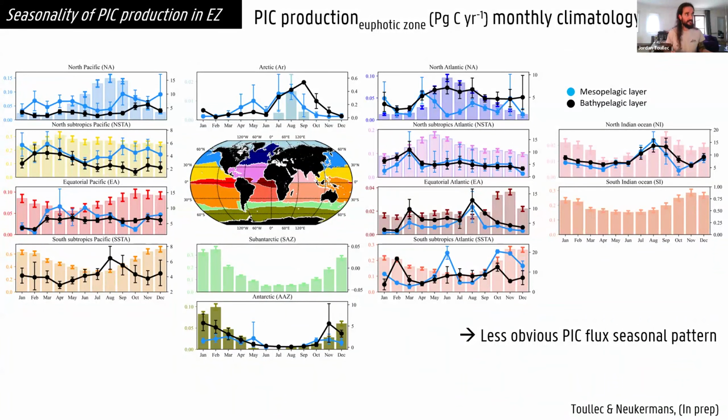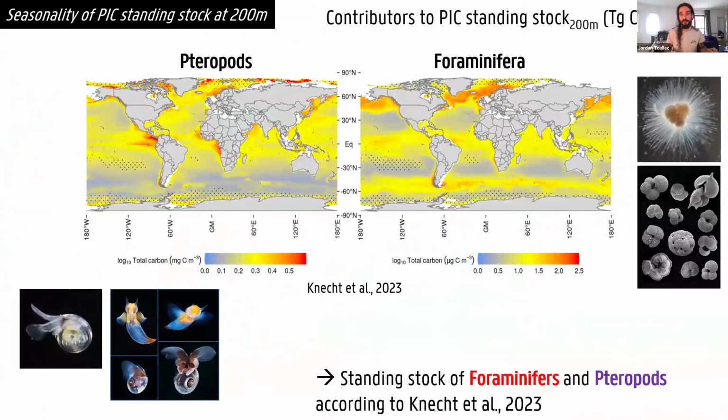It's also important to consider that my PIC production model is based only on coccolithophore growth rate, because it's based on remote sensing. But we also have other contributors to the flux based on sediment traps, such as foraminifera and pteropods, which are not counted inside my models, but they still exist.